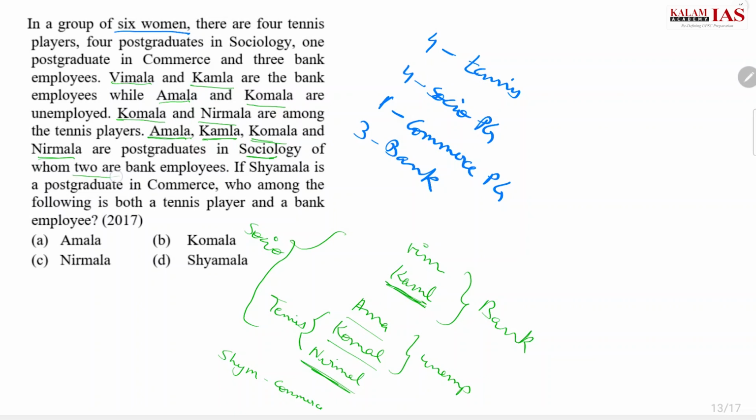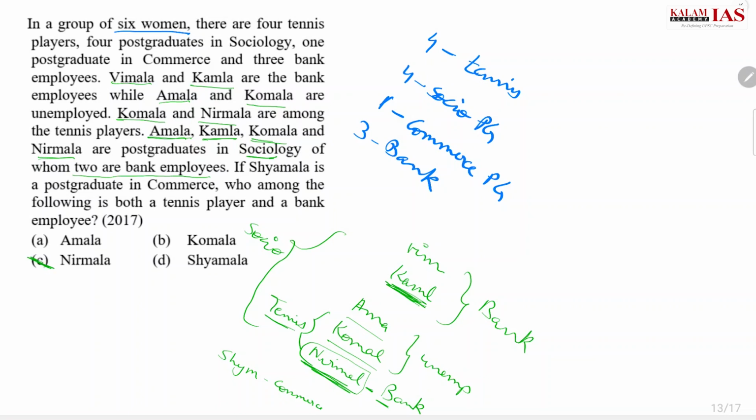Here it is given that two of them are bank employees. So Kamla is already a bank employee, Amla and Komal are unemployed. So only Nirmala is left, which is also working in bank, because it is given 4 of them are postgraduate sociology and 2 of them are working in bank. So it is Kamla and Nirmala. If Shamla is postgraduate in commerce, who among the following is both a tennis player and a bank employee? Komal and Nirmala are tennis players, and since Komal is unemployed, only Nirmala is left, who is both tennis player and bank employee. So answer will be C, Nirmala.